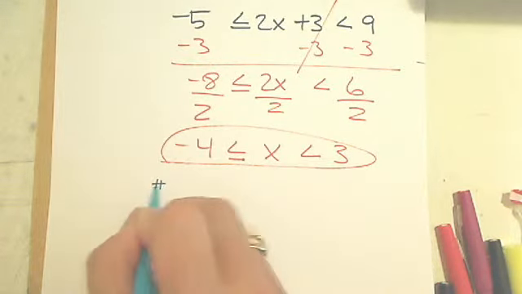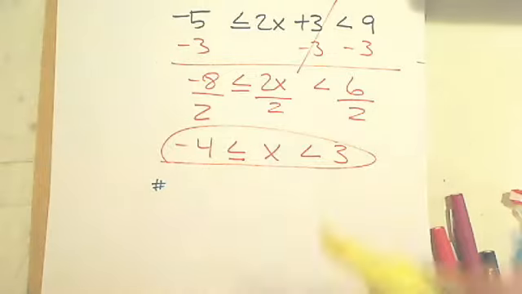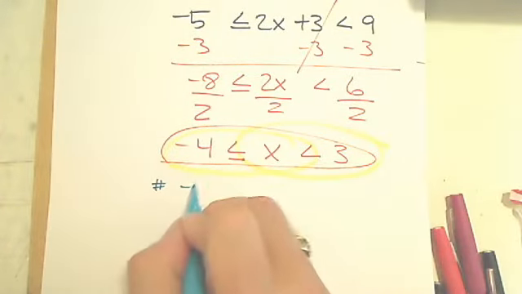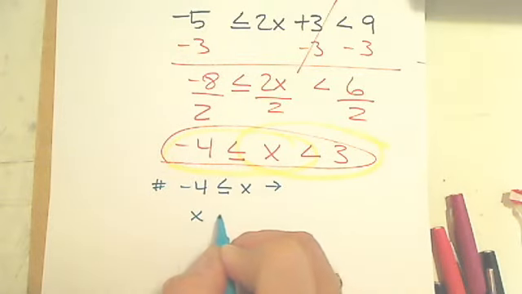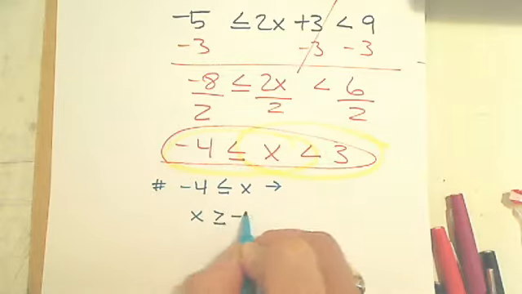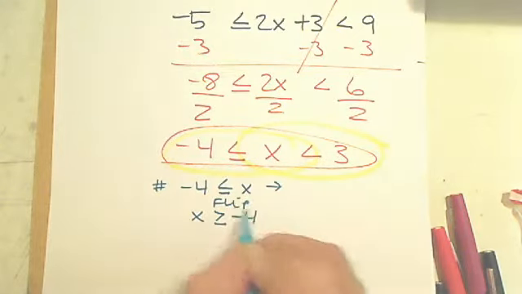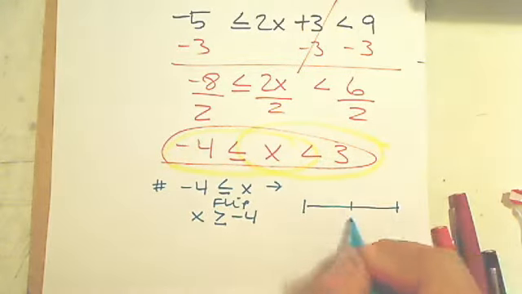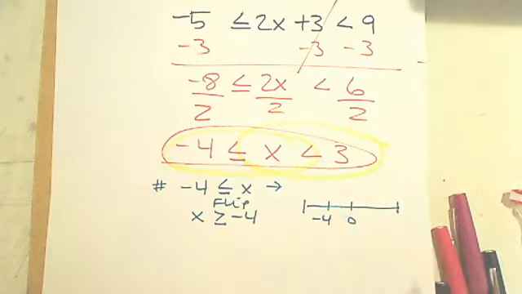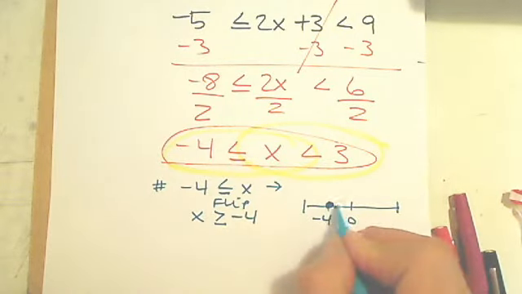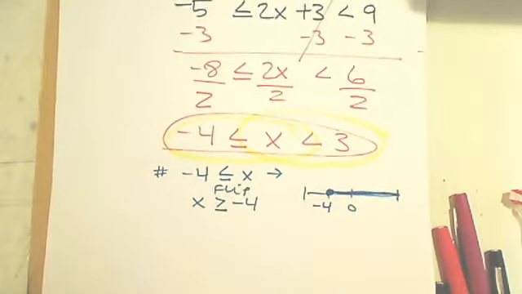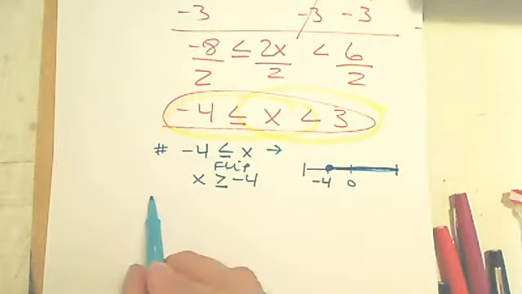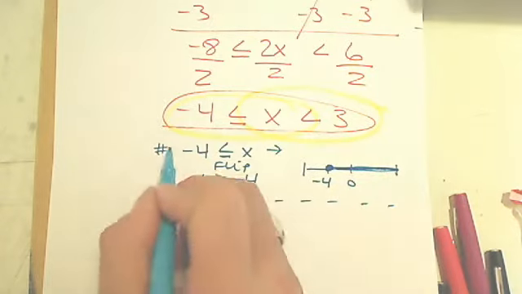Okay. Graph 1. Negative 4 is less than or equal to x. X is now greater than or equal to negative 4. So I flip. So when I graph this right here, it's a closed circle, shade right. Questions on the first shading? Graph number 1 is done.